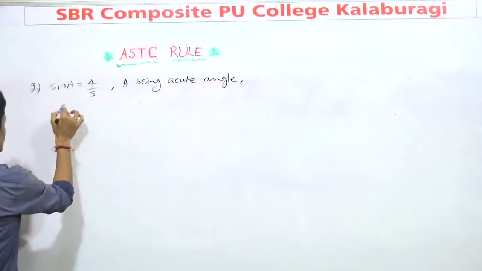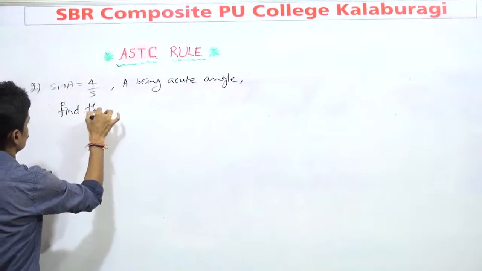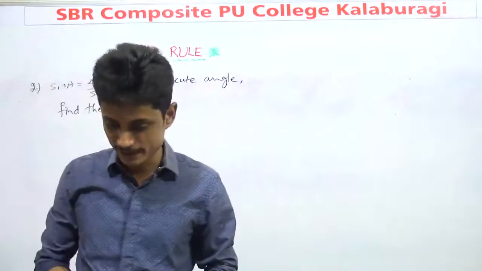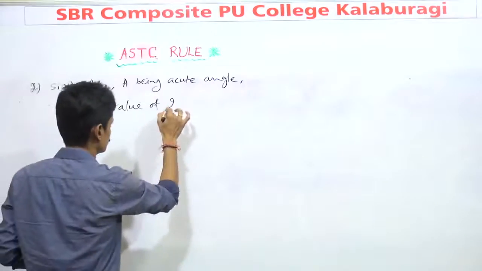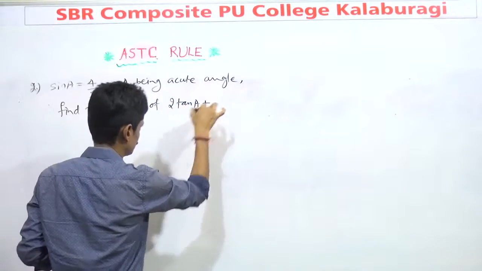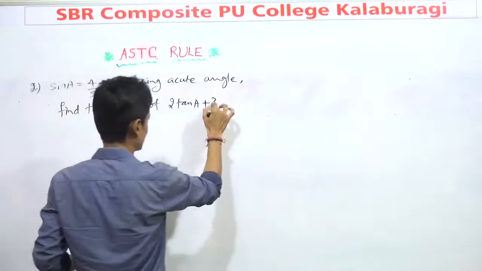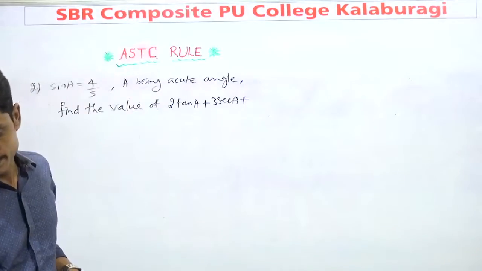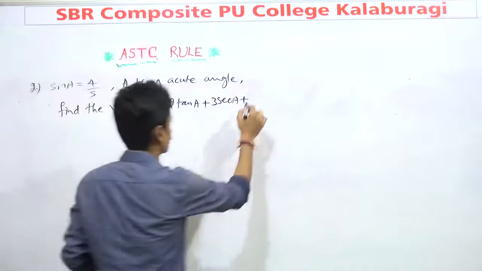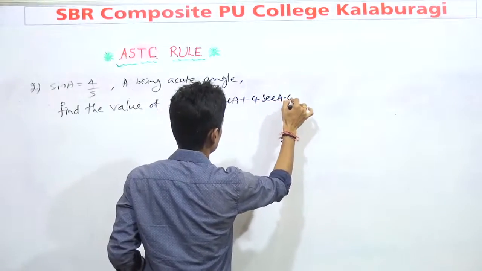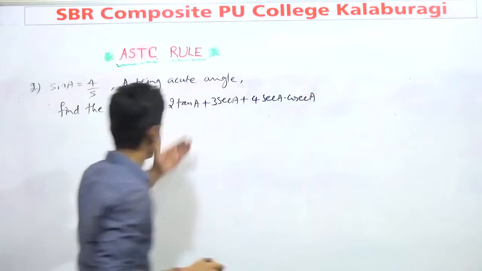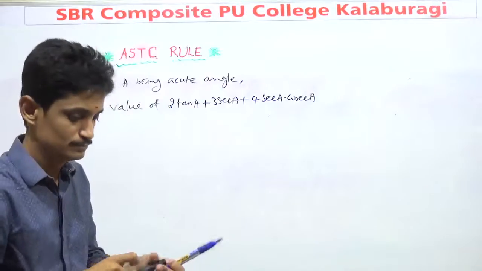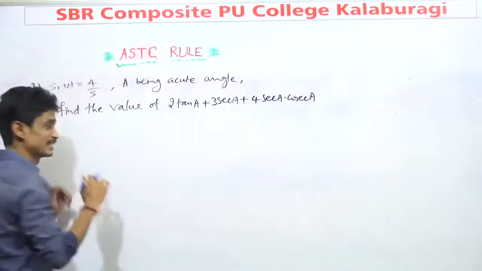Here, find the value of the expression they have given. I will take 2 tan A plus 3 secant A plus 4 secant A into cosecant A. This expression's value they require, so we should find it now. That will be very simple.